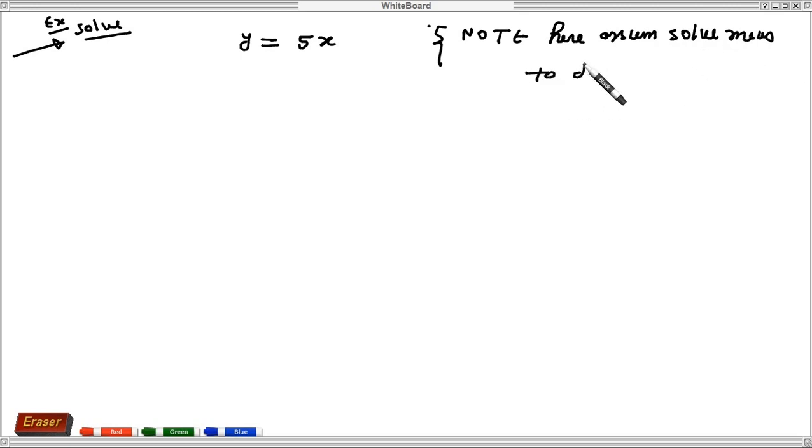Example: solve y equal to 5x. Note here, assume solve means to differentiate in this chapter. So we have to differentiate this function, that is y equal to 5x, with respect to x.